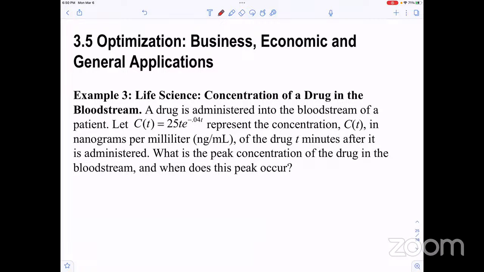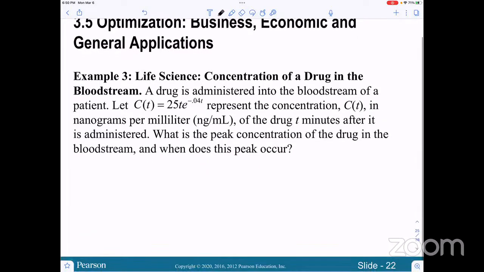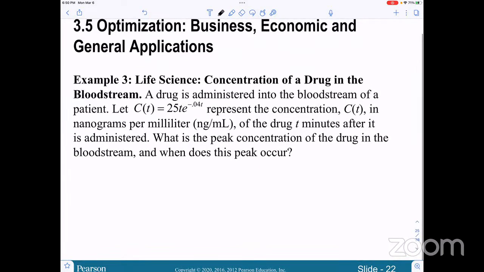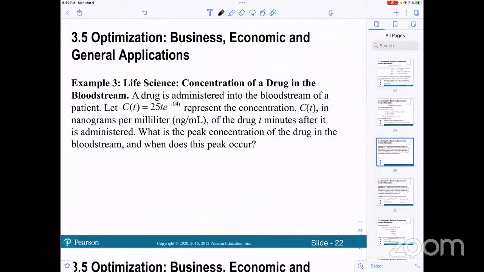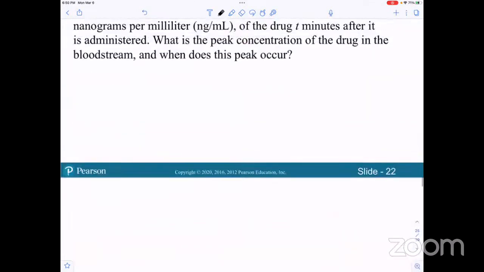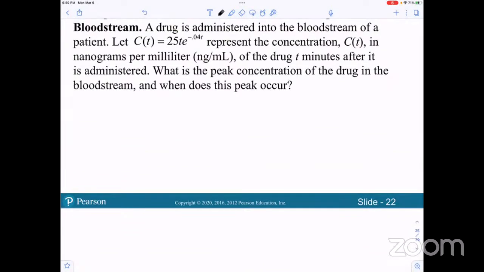I feel like I'm okay on space for right now, so I'm going to go with it. Let me go view seamless, and let me give myself at least one page. Okay, I think that should be enough. All right. So we want to maximize. So the request is for us to maximize this concentration function, 25 T e to the negative 0.04 T. Okay.